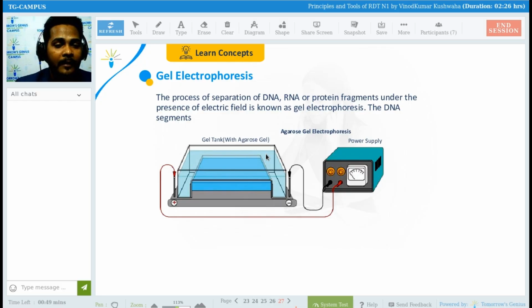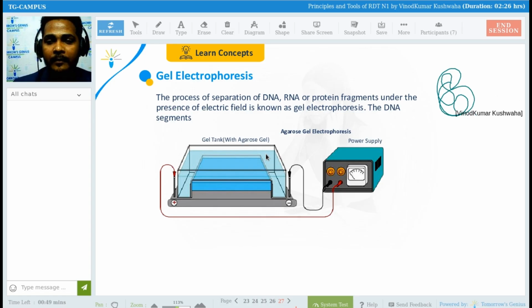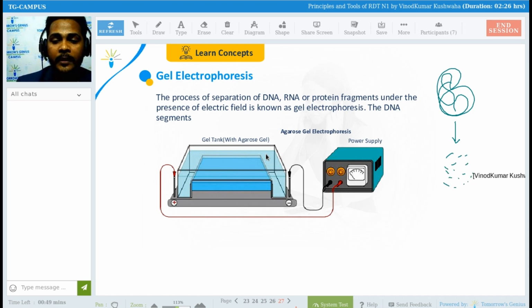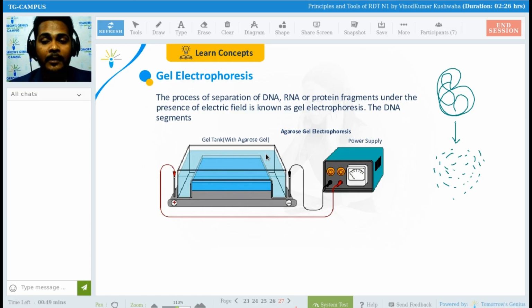So why is gel electrophoresis important? Because, see, this is the isolated DNA, right? With the help of restriction endonuclease enzymes, this DNA is going to be cut into fragments. But I don't know the size of these fragments, and the size is going to decide what is inserted into the vector DNA, right? So you need to understand the size of this fragmented DNA.